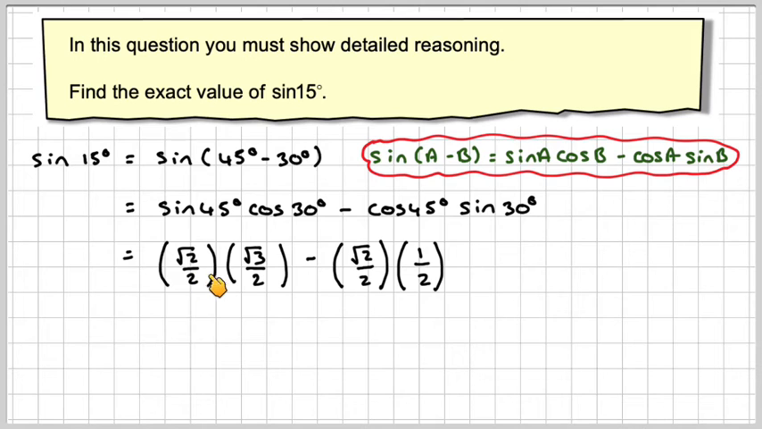There's a common factor here of root 2, and then there's a common denominator of 4, so we can factorise out root 2 over 4, and we're going to be left with root 3 minus 1 as the final answer. So the sine of 15 is root 2 over 4 times root 3 minus 1.